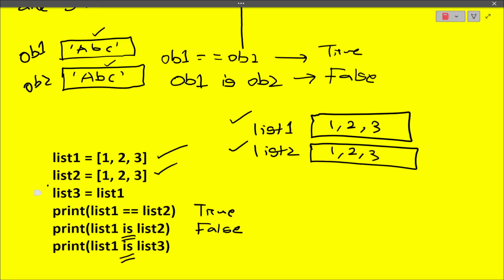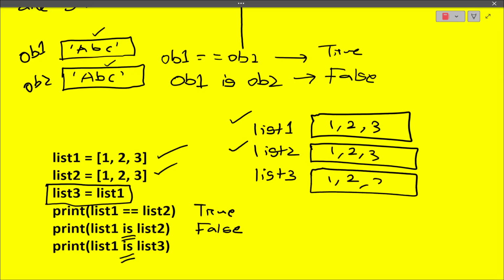Now talking about this third one, it is very interesting. What happens whenever you take another object and write is equal to another object? You must be thinking that list 3 will be created and another object, that is 1 2 3, will be created. That's it? No, this is completely wrong. This does not happen whenever you use the equal to sign and store another object. At that particular time, the same object is shared by both of the variables.